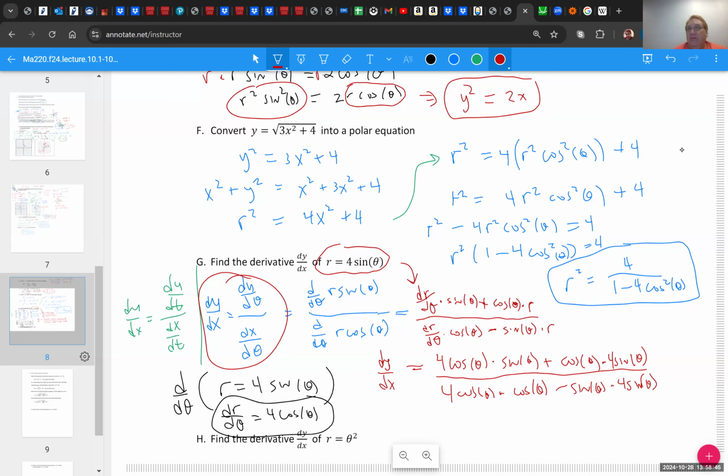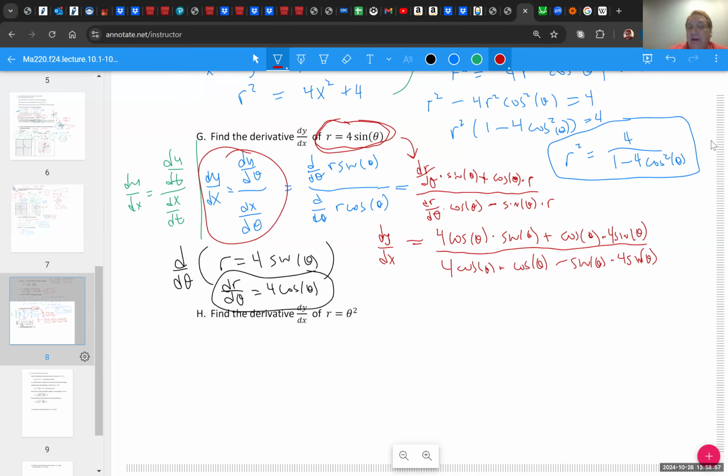We differentiated it using the product rule, chain rule, etc., and using the fact that r is equal to 4 sine theta to plug stuff in. I mean, we do have to simplify this, but that is how you're going to find the derivative dy dx if the equations are in polar coordinates, in their polar equations. I'm not sure how much I want to simplify this in this video, since we're really just trying to focus on doing the calculus of polar equations.